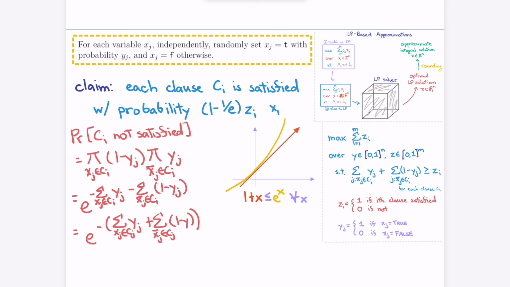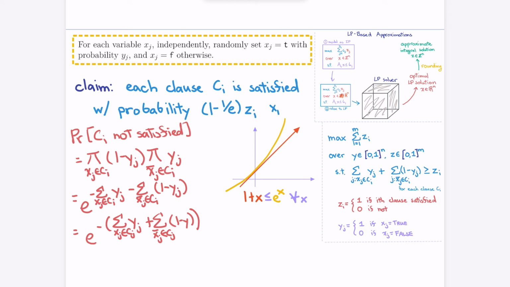Okay, so this is great. So you started off with this mess of a product, and the font got a little small because you're in the corner, but otherwise this sum is somewhat more friendly. Okay, so now can we interpret this sum? Yeah. Okay, this appears in our LP, right?